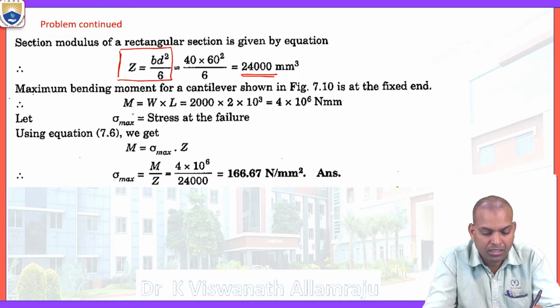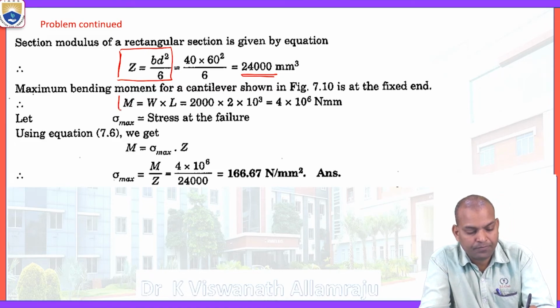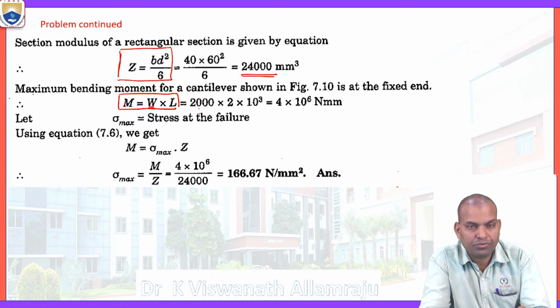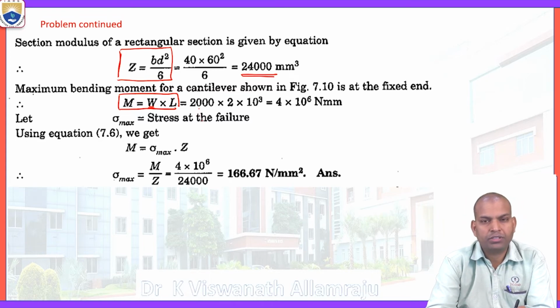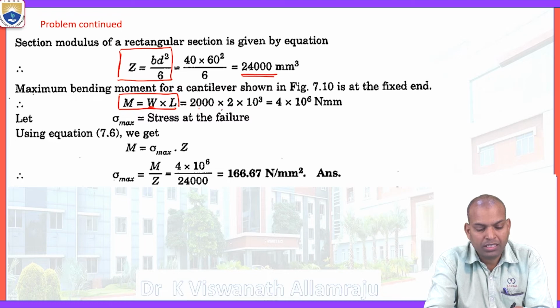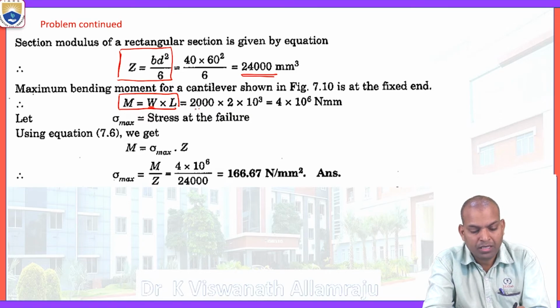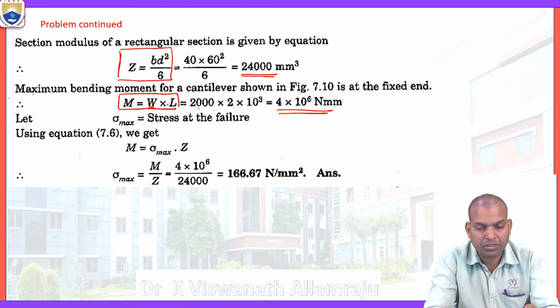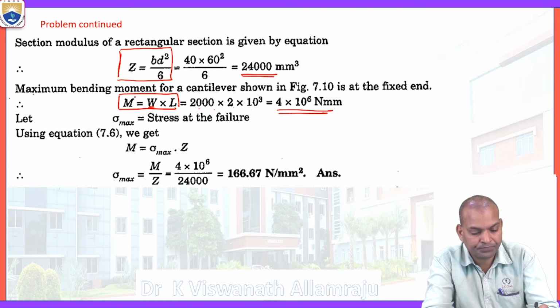The maximum bending moment for a cantilever beam is at the fixed end. So here M equal to W times L, where W is the point load, that is 2 kilonewtons. Convert into newtons, it becomes 2000 newtons. L is 2 meters, convert into millimeters, it is 2000 millimeters. So 2000 into 2000, that is 4 into 10 power 6 newton millimeters. Here the W value is in newtons and the length value is in millimeters, that's why the unit for bending moment is newton millimeters.